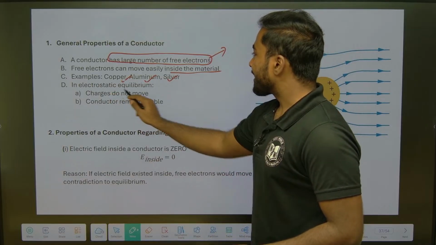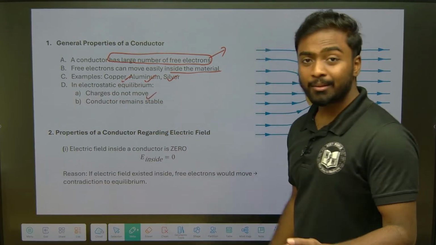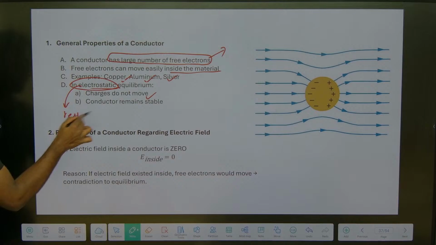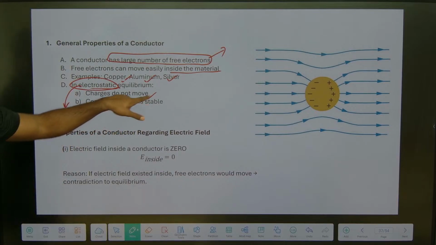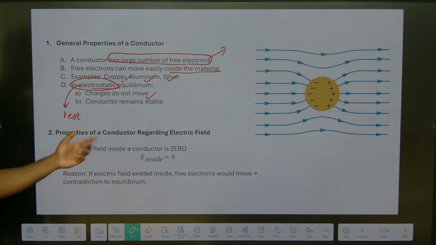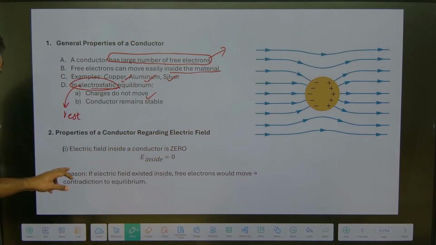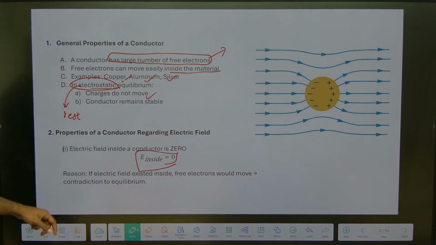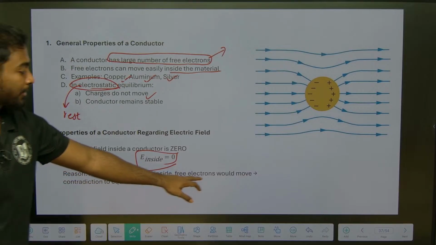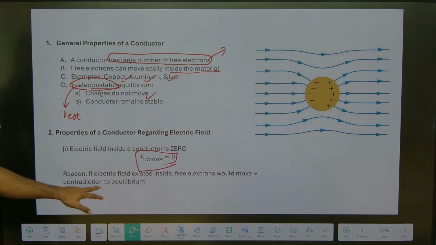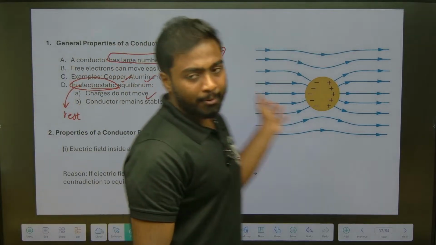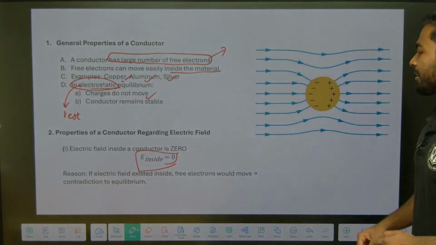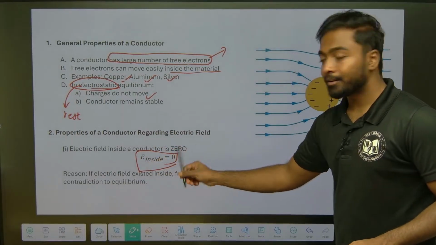In electrostatic equilibrium, charges do not move. What is the meaning of that? Electrostatic itself says static, at rest. So charges do not move and the conductor remains stable. Now the properties of a conductor regarding the electric field: the electric field inside a conductor is 0. The reason is that if an electric field existed inside, free electrons would move, which contradicts equilibrium. We are talking about equilibrium and electrostatics, and that's why the electric field inside a conductor is 0.